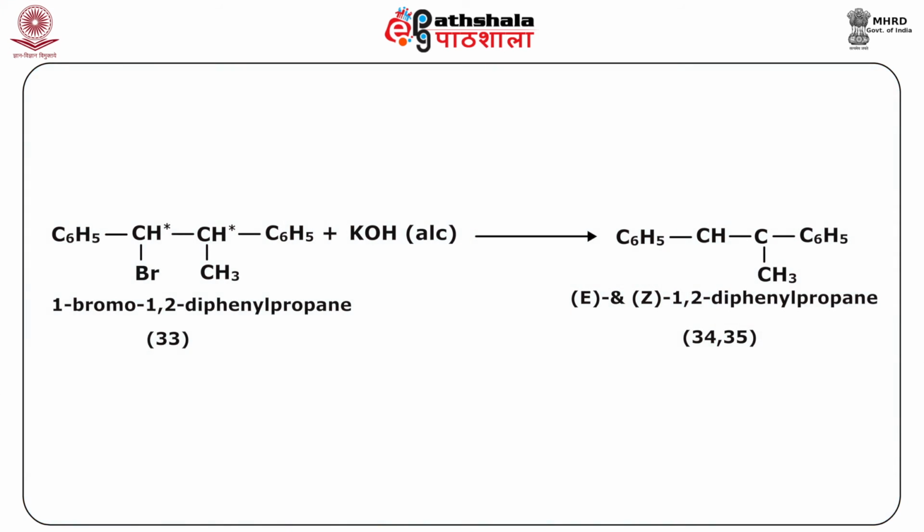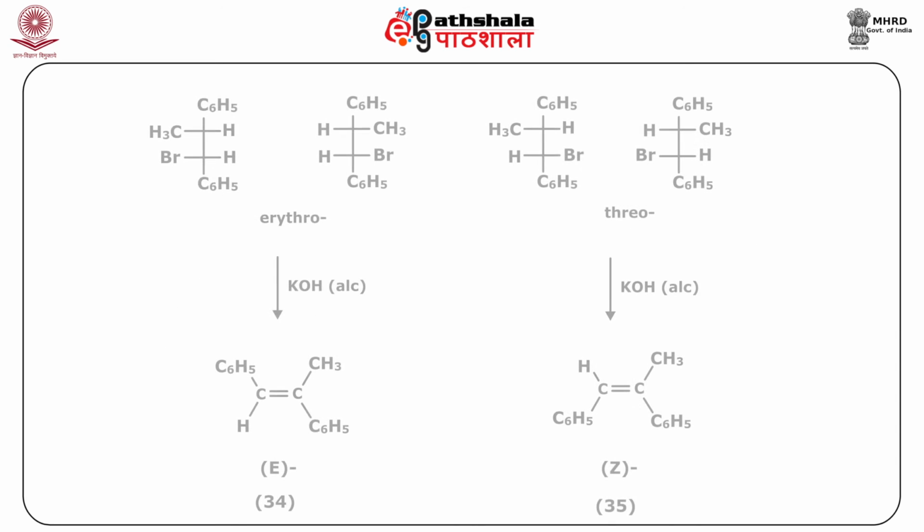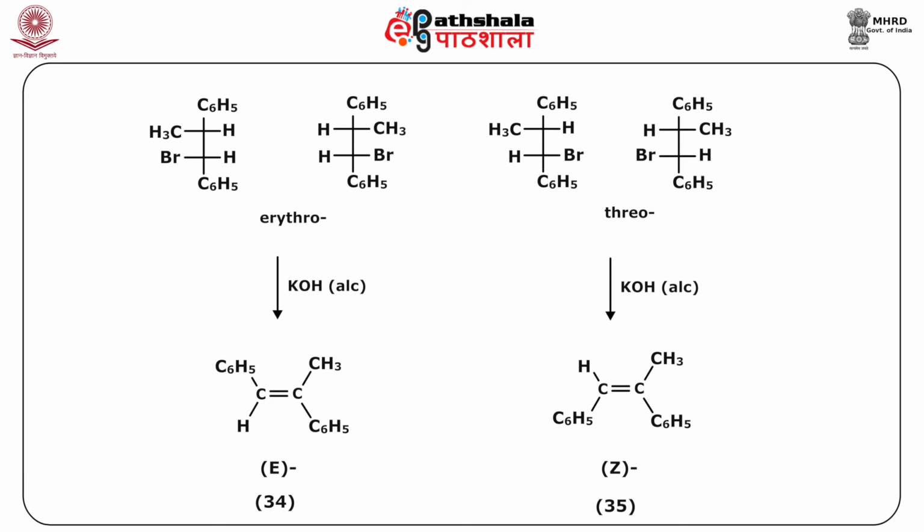For example, 1-bromo-1,2-diphenyl propane goes through the elimination of hydrogen and bromine in the presence of alcoholic KOH via the anti-elimination mechanism, giving E and Z alkenes, as shown and depicted here in the sequence of reactions.